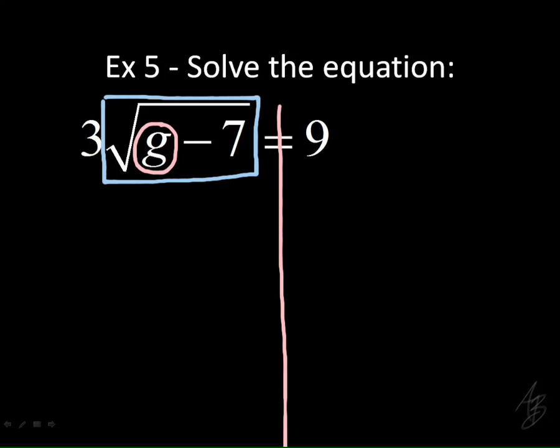So we circle the variable, we draw the line. I've got the box around the square root because the first thing I want to do is get the square root by itself, and we have to get rid of that 3.